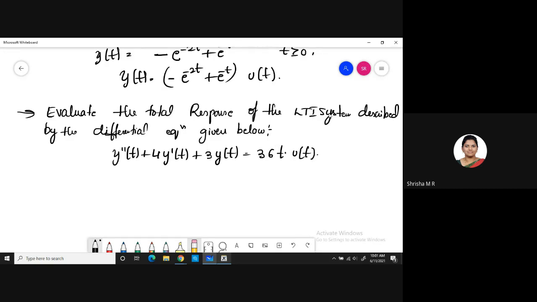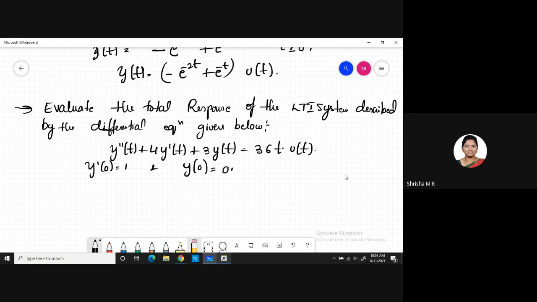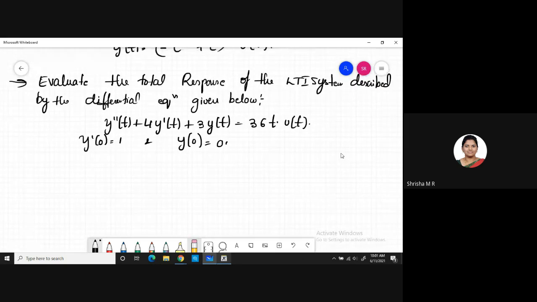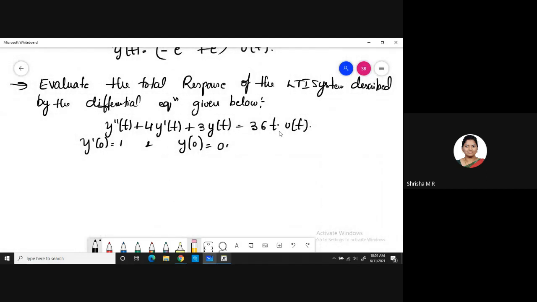This is the given differential equation, and the initial conditions are y dash of 0 is equal to 1 and y of 0 is equal to 0. So what is the first step? Can anyone tell what the first step is? So we'll find the characteristic equation.